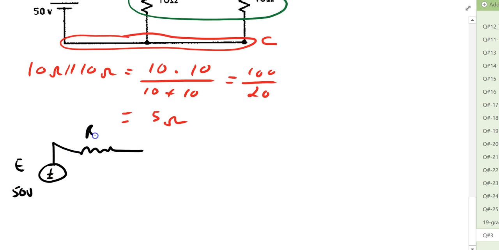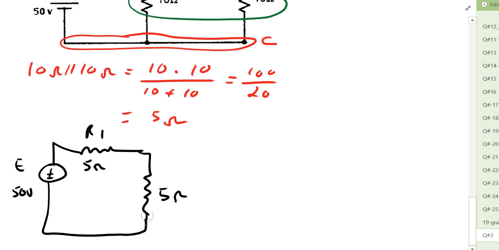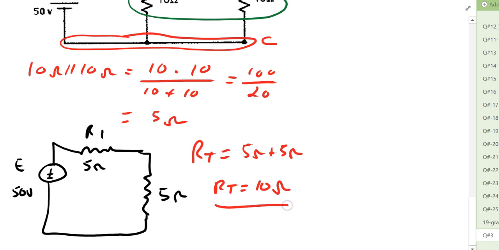We have now R1 at 5 ohms, and the 5 ohm value that represents now the other 8 resistors that we have simplified or reduced to a simple 5 ohm value. From here now, we can say that RT is equal to 5 ohms plus 5 ohms, or RT equals 10 ohms.